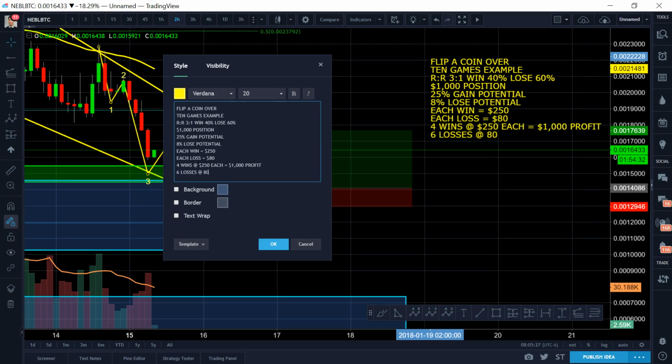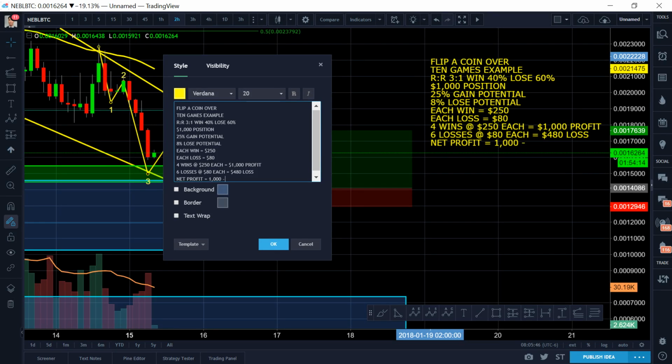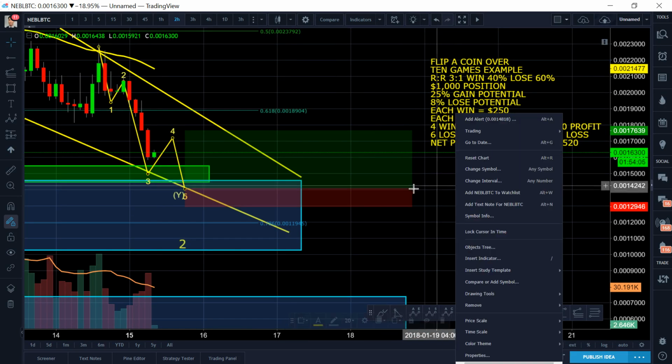Sorry, at 80 each equals $480 loss, right? Well, the net profit is equal to profit minus your loss, right? Or more so, you can call it gross profit, whatever, is equal to 1,000 minus 480, which is now equal to $520 over time profit, right? So if you found 10 coins, right?